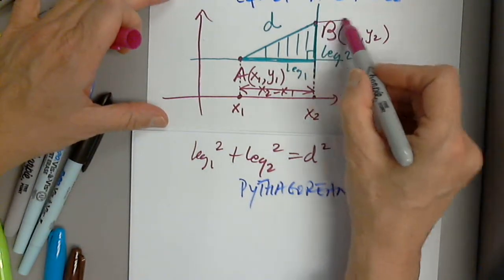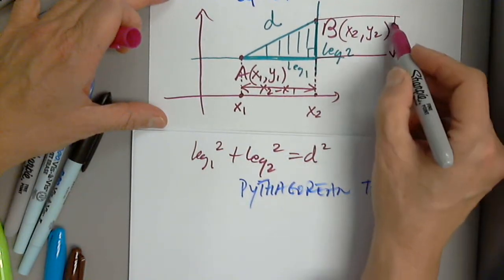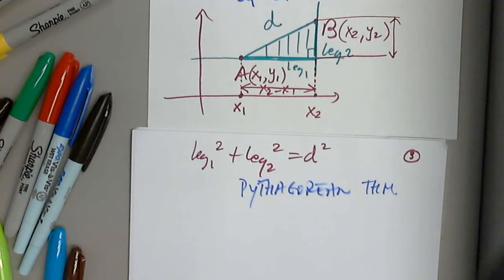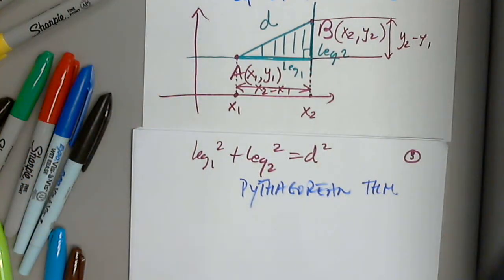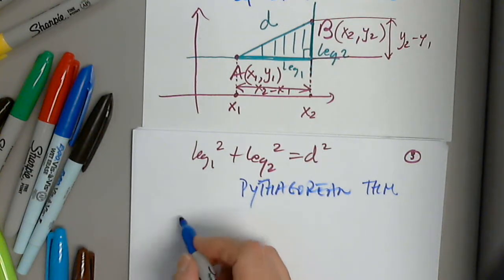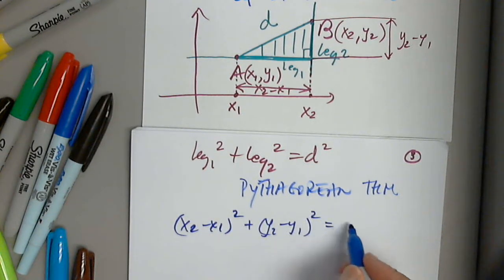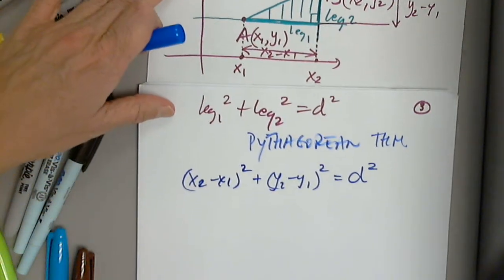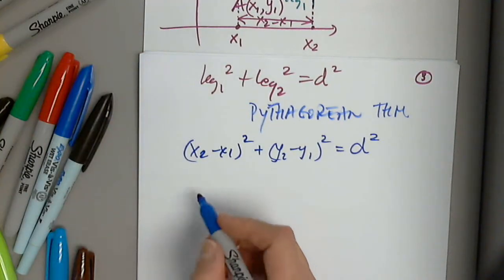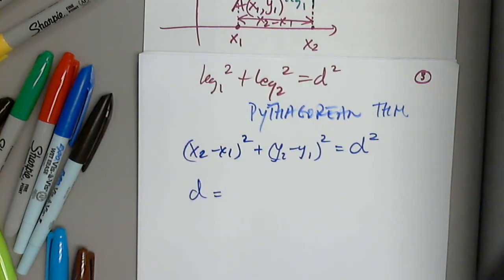What do you think about this, which is the measure of the other leg? Of course, it must be y2 minus y1. So now please plug it in and tell me what to write. What do I replace leg 1 by? Very good. Obviously, x2 minus x1 squared and y2 minus y1 squared equals the distance squared. I don't really want the distance squared. I want the distance. What do I do to both sides to solve such an equation for d? Take the square root. Very good.